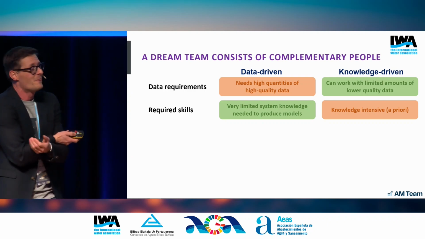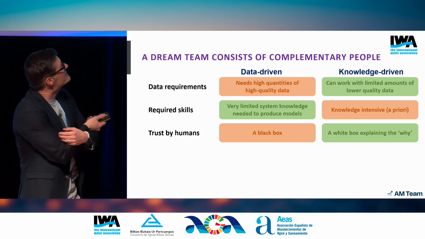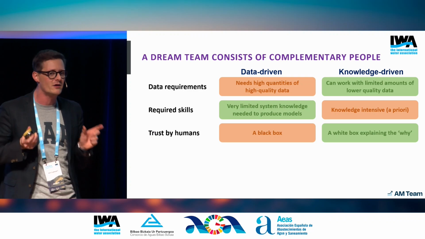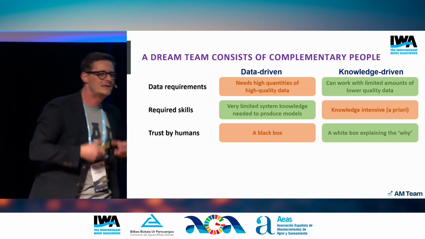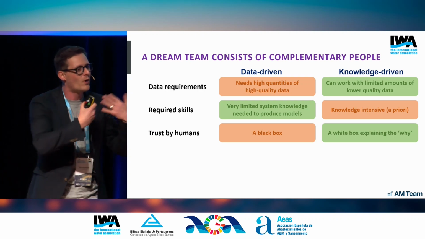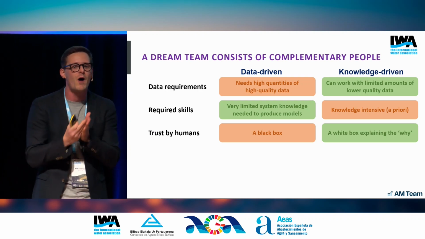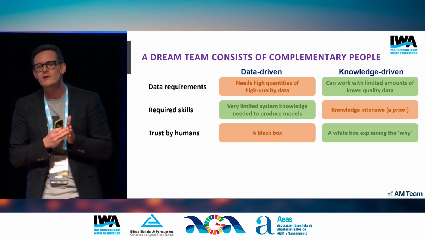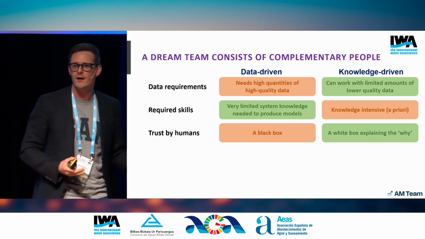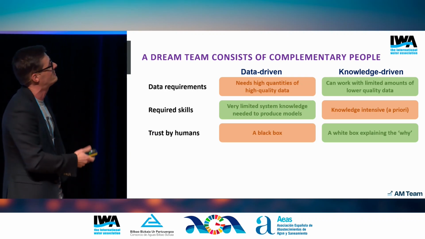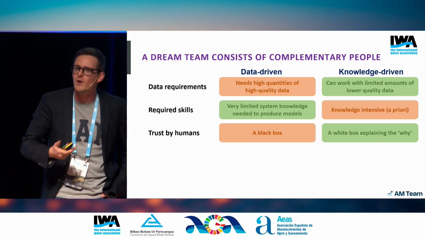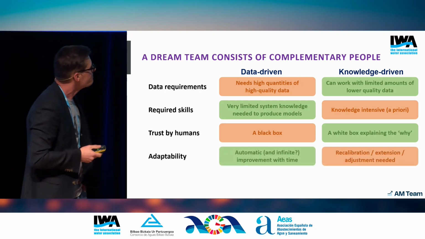So that's a con. Trust by humans. Well, this is a black box. Often we hear from operational people or from technologists, yeah, this data-driven model just spits out some values, recommends us what to do, but it doesn't say why. And people, if you read a lot of psychology books, we always want the why. That's human nature. This is more transparent, and you can really see why the model recommends something.